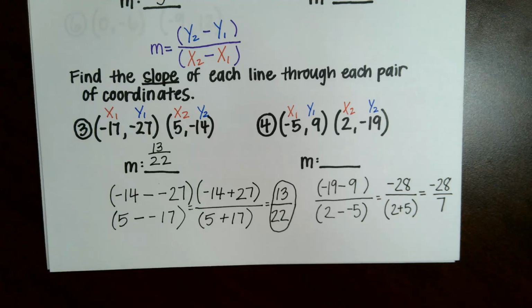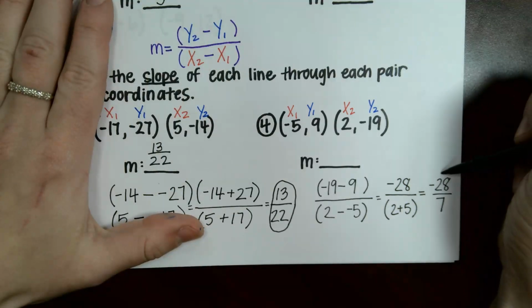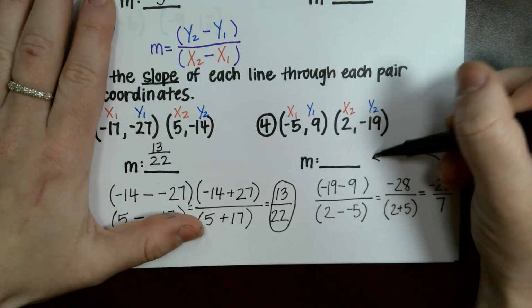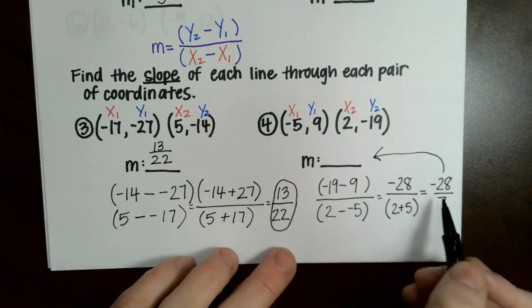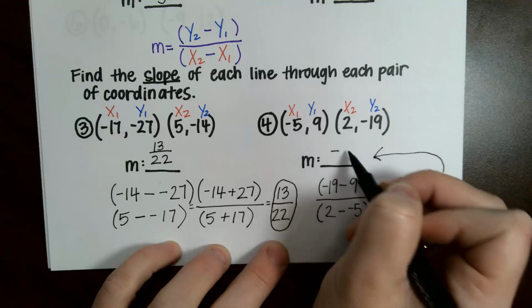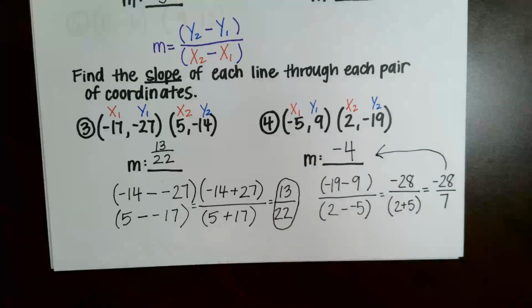Ooh, simplify. Good. Negative 28 divided by 7 is negative 4. So remember to simplify, guys. Always check in your calculator and see if it comes out to something more simple than what we got. Good job, Star. So that is negative 4 simplified. Okay.